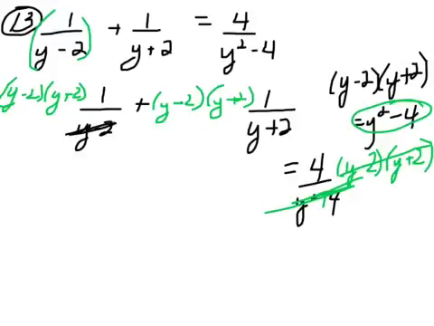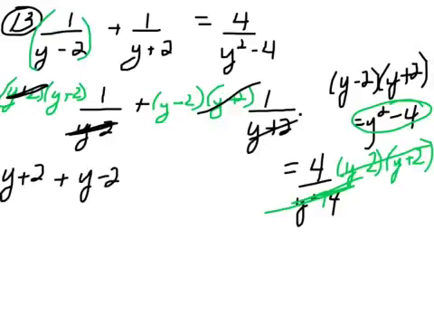This y minus 2 and this y minus 2 cancel out and leave me y plus 2. Then I have a plus. This y plus 2 and this y plus 2 cancel out, and that leaves me with y minus 2. And on the other side, I get 4, because everything canceled out. Now let's add everything up.